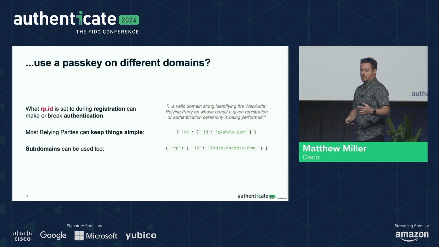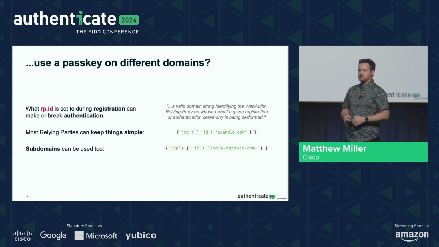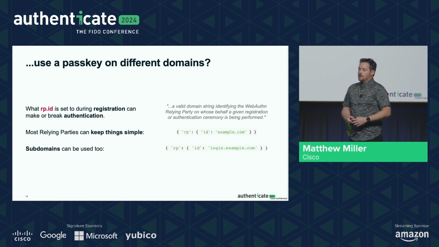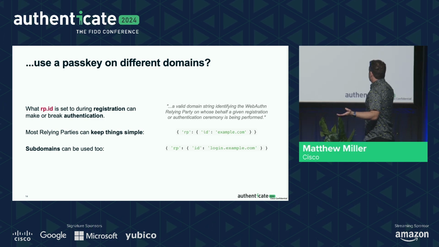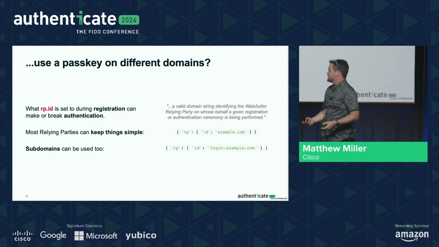Now this one is going to be focused on relying party ID. How do I use passkeys on different domains? This scoping of RP IDs can be a little bit tricky to wrap your head around if you've never had to think about this before. RP ID, as defined in the spec, is a valid domain string identifying the WebAuthn relying party on whose behalf a given registration or authentication ceremony is being performed. Great. What does that mean practically?